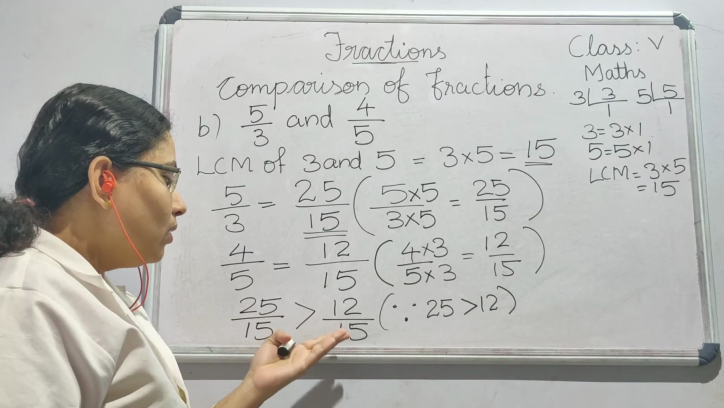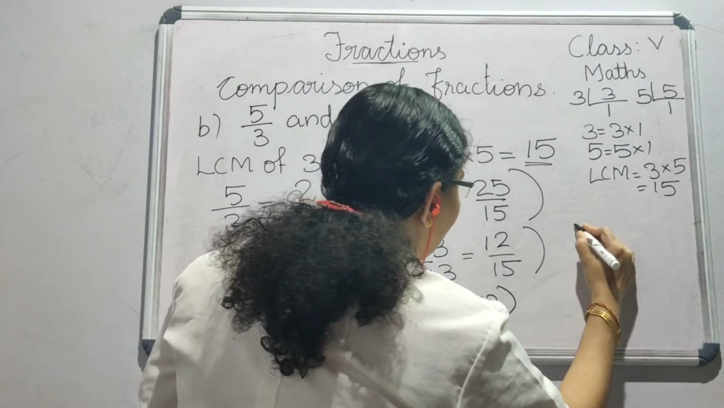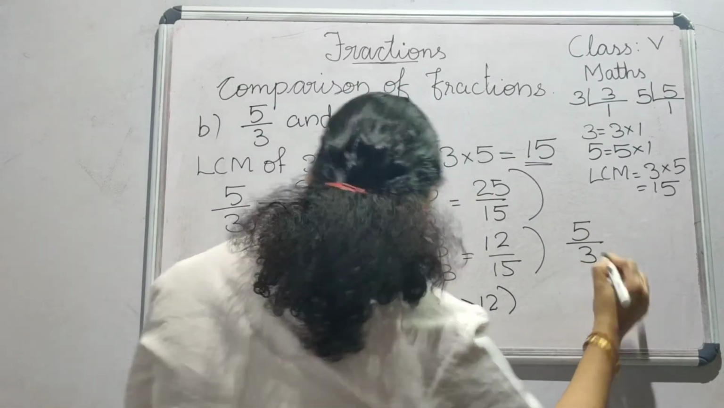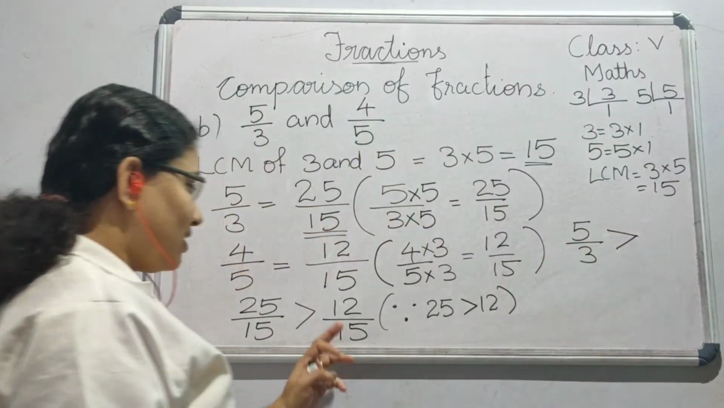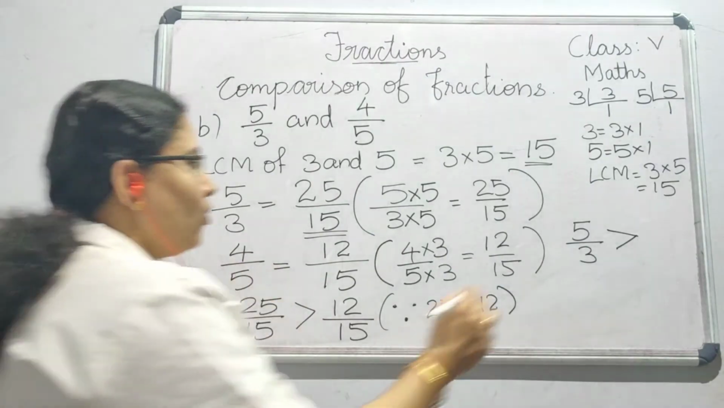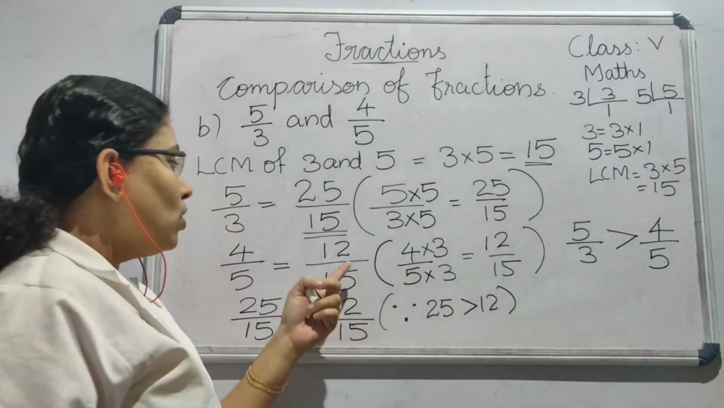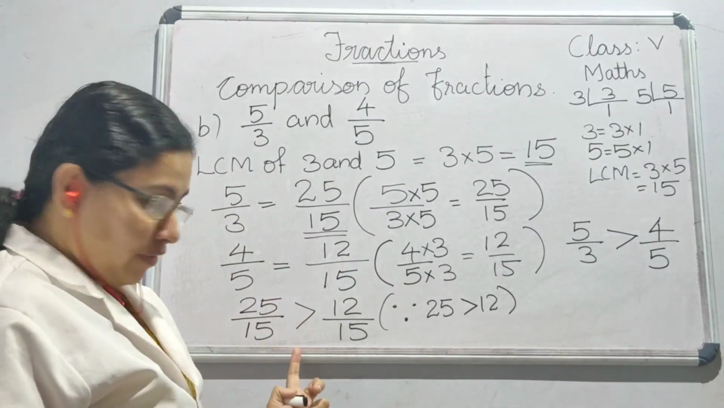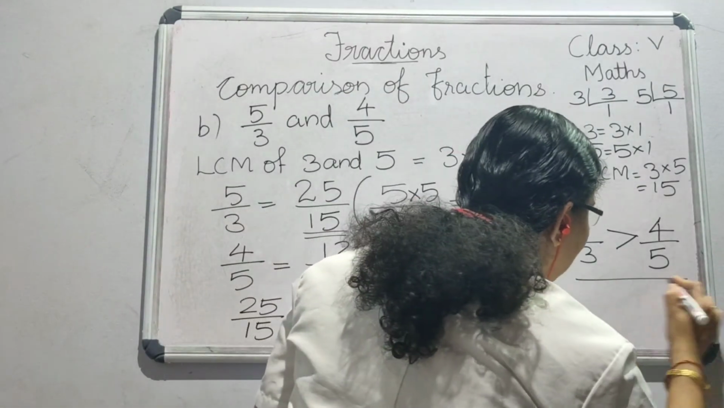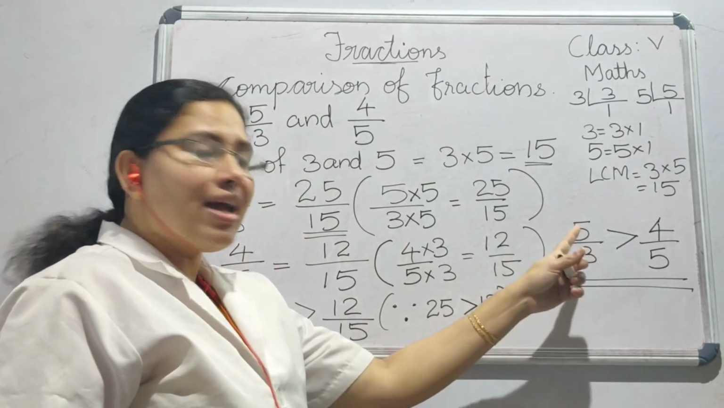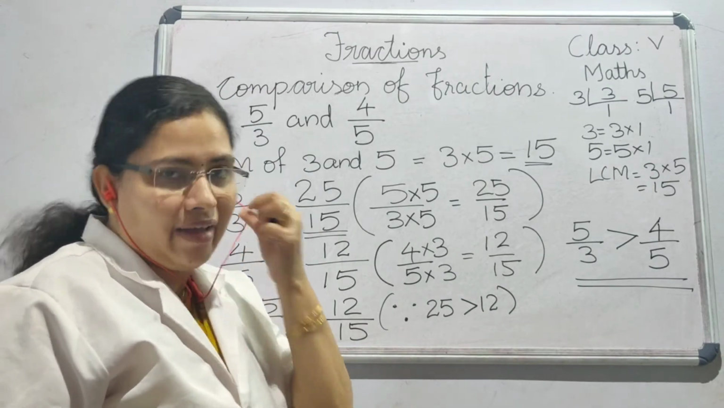Okay, so 25 by 15. So which is the fraction we have? We have to write, see the question also. 25 by 15 is 5 by 3. So 5 by 3 is greater than 12 by 15, which is 4 by 5. We have converted this 5 by 3 into 25 by 15 and 4 by 5 into 12 by 15. So when you write the answer, you have to write it like this. 5 by 3 is greater than 4 by 5.